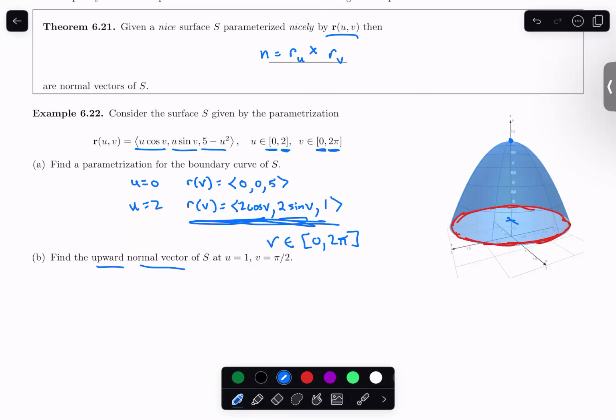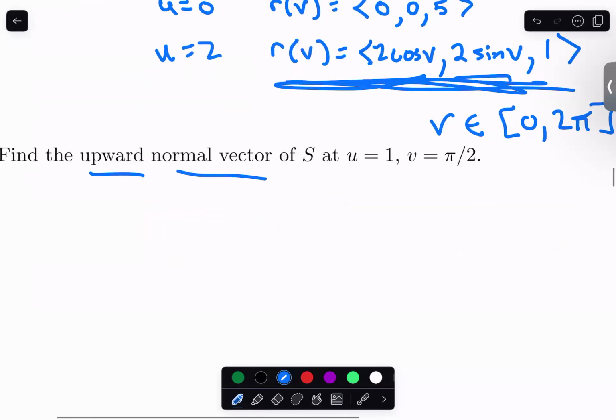All right, but let's get to the meat here, and that's going to be this upward normal vector. So I'd like to find the upward normal vector at a particular point, and then we can use that to come up with our tangent plane equation. So for the upward normal vector, again, I'm going to need to take a cross product of my tangent vectors. So let's first calculate some tangent vectors.